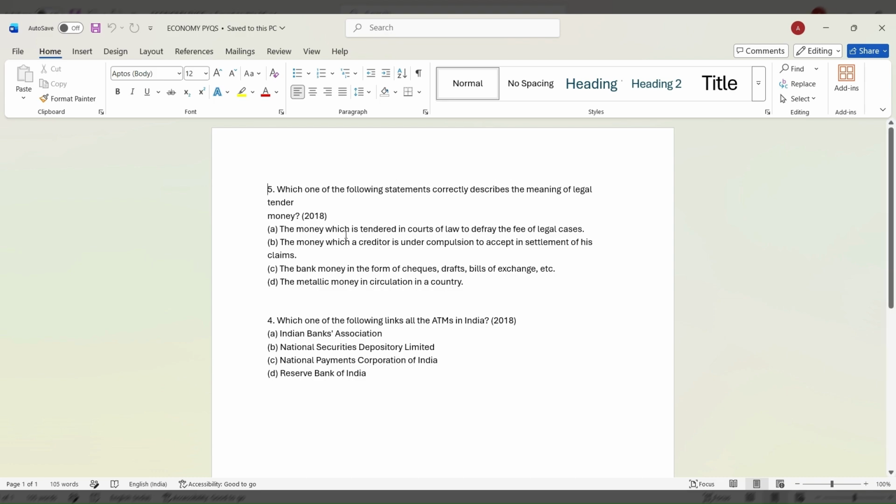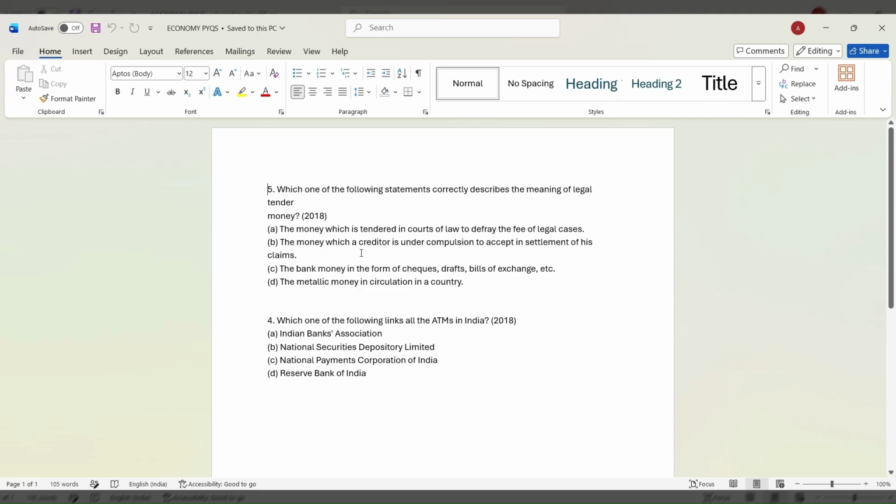All right. So the first option says the money which is tendered in courts of law to defray the fee of legal cases. Here the UPSC has put a trap. They have used the word legal, they have used the word law so that you relate legal law to legal tender money. But it's not like that. This is a trap. This option is wrong. Legal tender money is nowhere related to courts of law. All right. So this option is wrong.